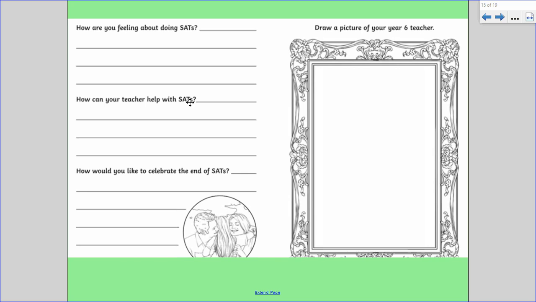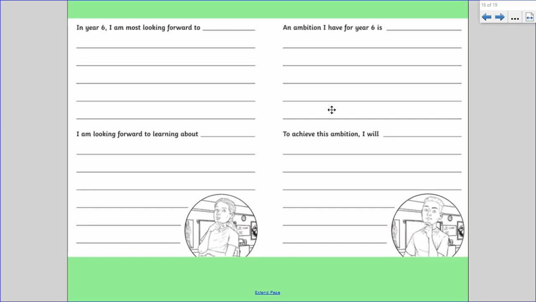How can your teacher help with SATs? How would you like to celebrate at the end of SATs? Now, that's a nice one to think about. You don't have to, you could include a picture of your Year 6 teacher. I'm sure they would love to see that. And we can all do this section.